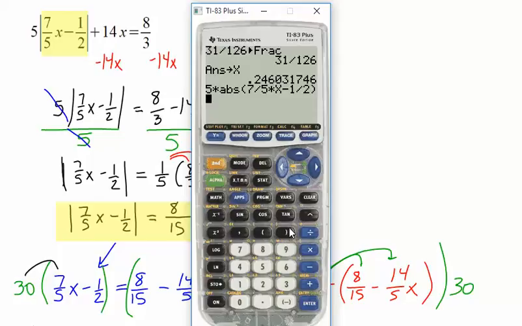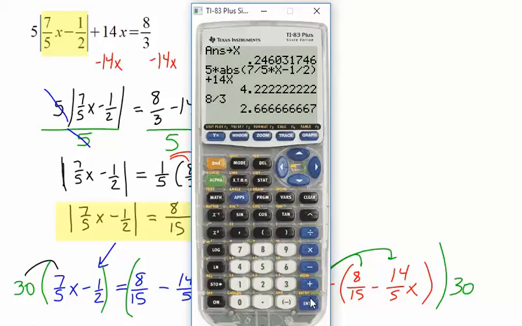Close your parentheses. For those of you with the TI Inspire, you can just type ABS. But then we also need to add the 14x. I want the left-hand side of the original question. Woo! 8/3. The right-hand side is really easy. Hit 8/3, enter. Those don't match.